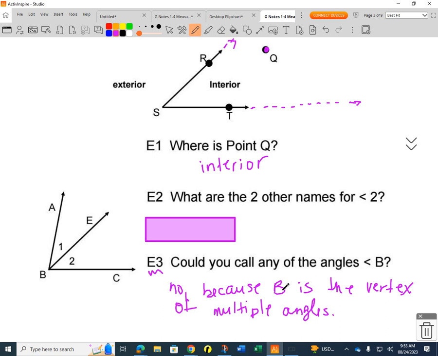So who can tell me one of the other names for angle 2? What's one of the other names for angle 2? Travis? CBE, yep, CBE would work. What's another one? So CBE, what's another one, Bailey? Or EBC, that's exactly right. As long as you have the vertex in the center, the order of those points doesn't matter. So angle EBC and angle CBE, we can use those interchangeably. One is not any more correct than the other.